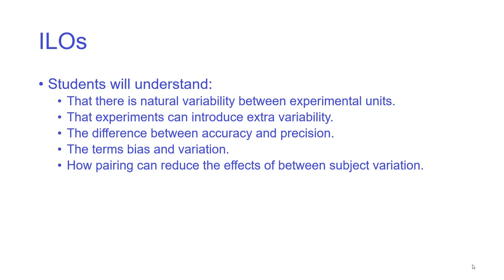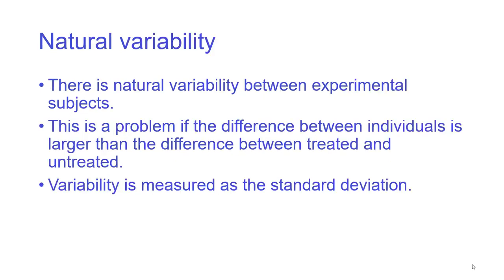Then there's a difference between accuracy and precision, and you need to understand the concepts of bias and variation, and think how pairing can help to reduce between individual variation. So there can be a massive amount of natural variability between experimental subjects. You can just look at the variations in heights, weights, metabolisms, responses to diet of humans. We're all an individual and all different.